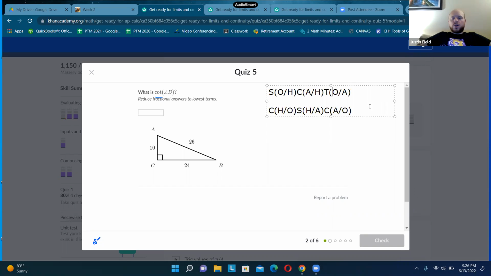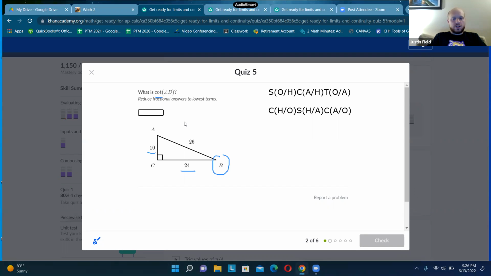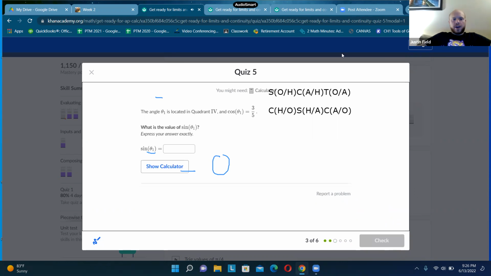Okay. So we want cotangent, we want adjacent over the opposite, and B is our reference angle here. So what's the adjacent to B? That would be 24. The opposite is 10. 10 over 24. I mean 24 over 10. And you know it says reduce to the lowest form, so would that be 12 over 5? It would be. Okay.